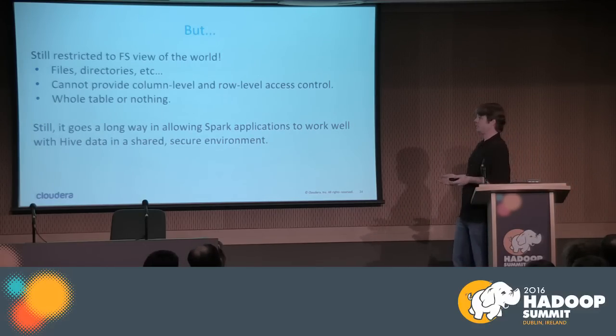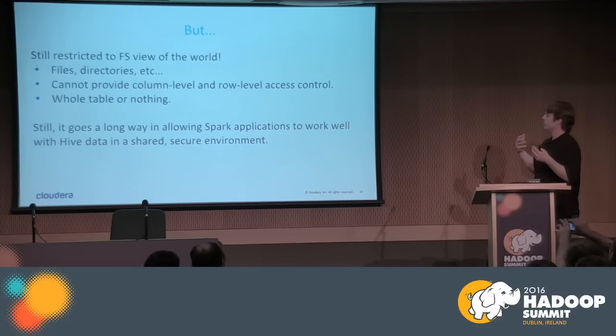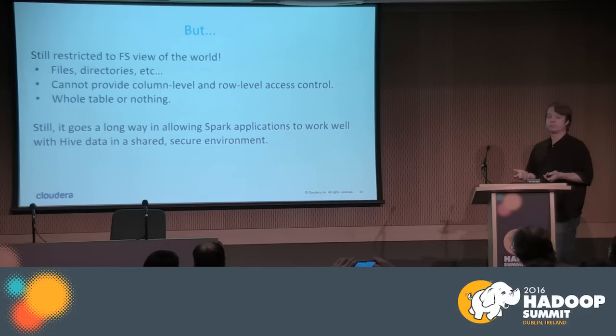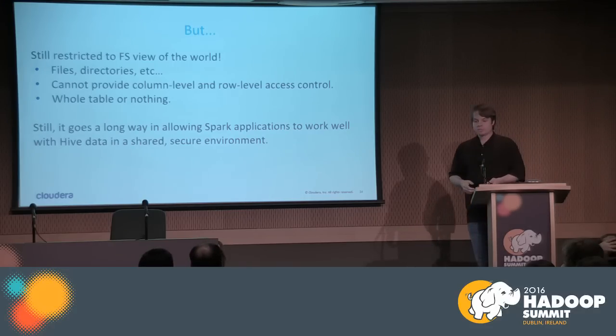So the problem with this is that it's still restricted to this file system view of everything. If you have something that does not map to a file or a directory, like for example, you want to provide column-level and row-level access control, you cannot do it with the Sentry plugin. It's basically a whole table or nothing approach. Still, you deploy it, and there's still some level of access control that you can provide to your users.